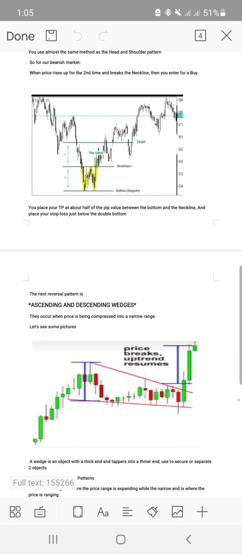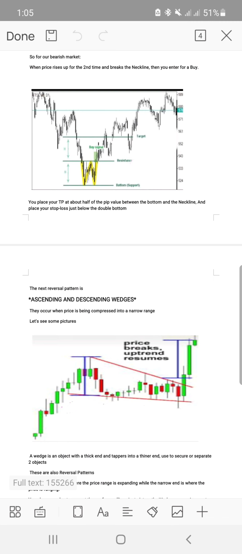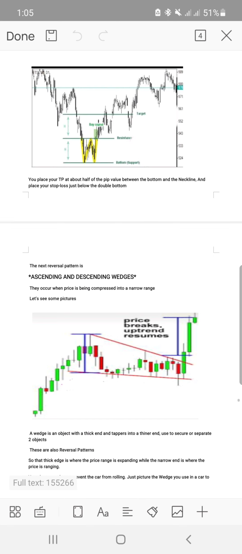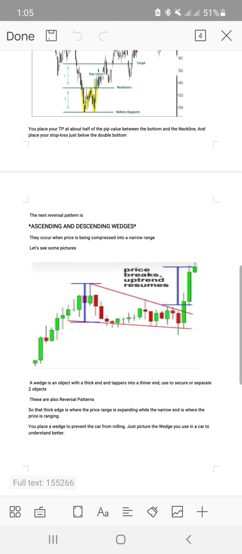In the last class, we were talking about the different reversal patterns, right? And today I'm going to cover the last reversal pattern. Then I will talk about continuation patterns, right? So now the last reversal pattern I have not talked about is called a wedge. We have rising and falling wedge.